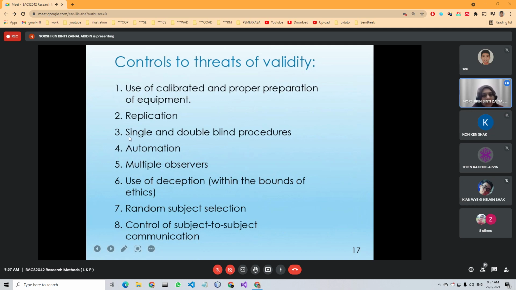So in research, a single blind procedure is where the subject does not know in which study group they are. The subject does not know in which study group they are. That one is for single. For double blind procedure, the researcher and the subject both do not know the study group as well. Okay, this one is sometimes also important to avoid bias.